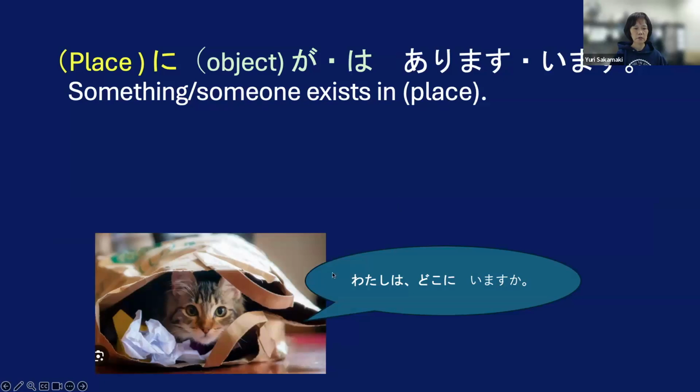Okay, so there's a kitty inside the bag. So she's asking, 私はどこにいますか? Where do I exist? Where am I? So can you make a sentence? A cat is in the bag. Let's use ni for a place. Let's use ga for object. And then the thing that we're talking about. And then do we use arimasu or imasu for a cat? So how would you make a sentence? The cat exists in the bag.